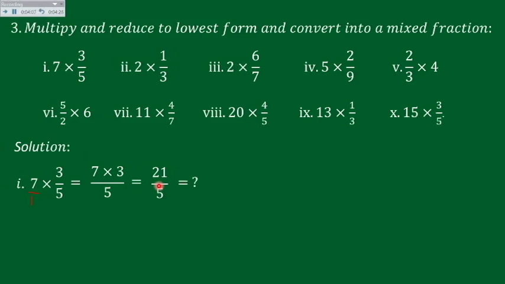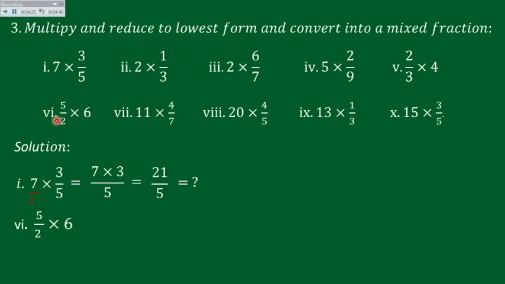Okay. Now afterwards I am going to do the 6th part of this question, and the remaining parts you have to do by yourselves. Okay. So what is the 6th part? 6th part, 5 upon 2 multiply by 6.